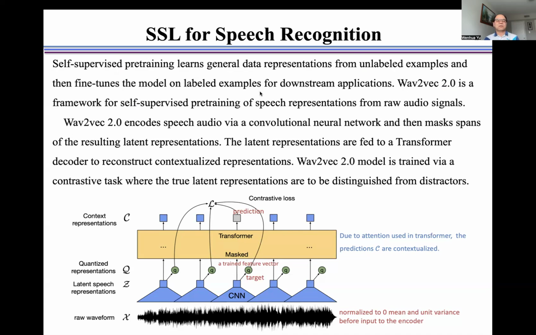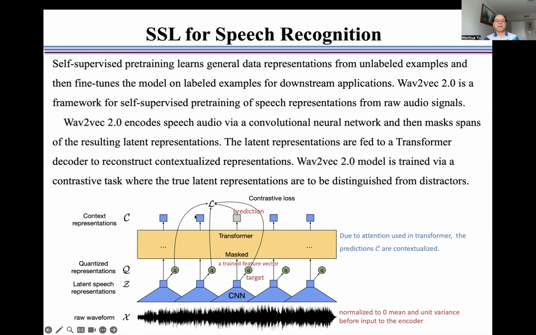Wave2vec 2.0 encodes speech audio via a convolutional neural network and then masks the spans of the resulting latent representations. The latent representations are fed to a transformer decoder to reconstruct contextualized representations. The Wave2vec 2.0 model is trained via a contrastive task where the true latent representations are to be distinguished from distractors.